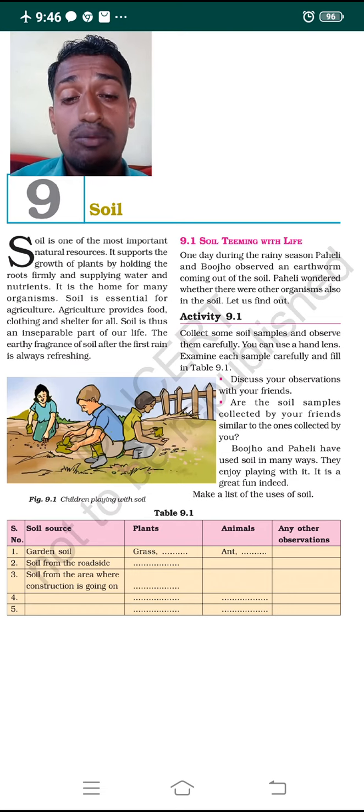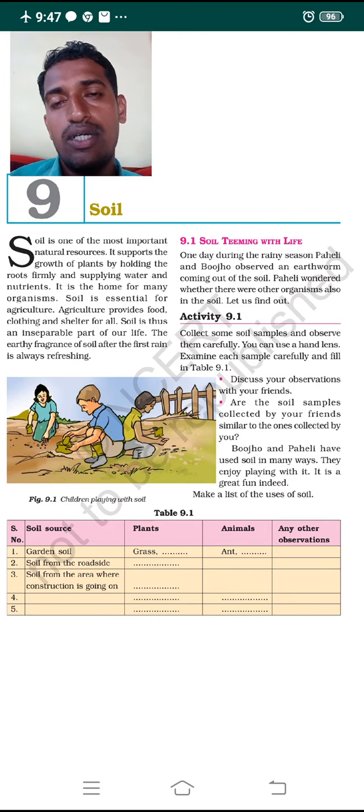Now try to observe all these things. What plants are found in that soil? What small animals are found in that particular kind of soil, in these four sources? And any other observations you can find. This is the list you have to make, so that it will give you much enjoyment, and you will also come to know what things are available in the soil.